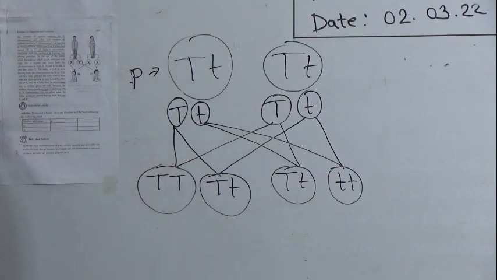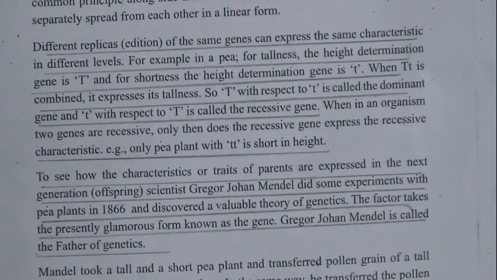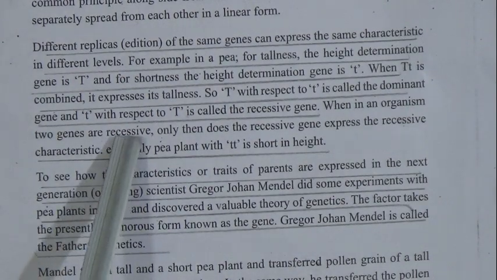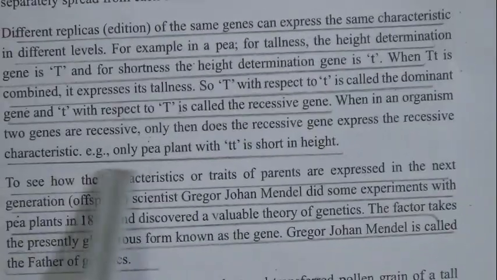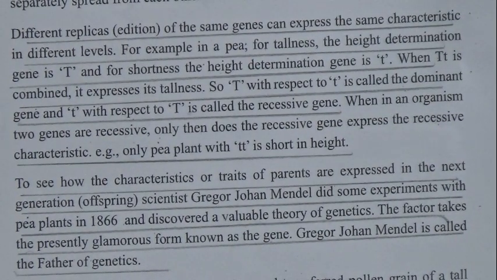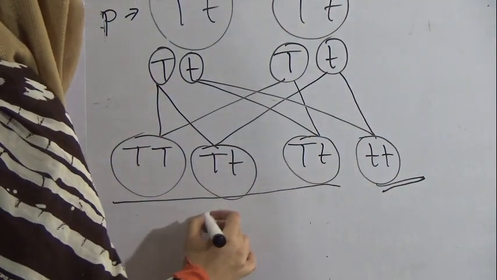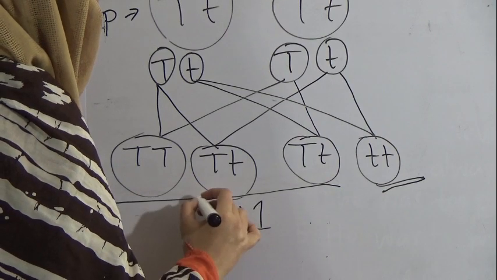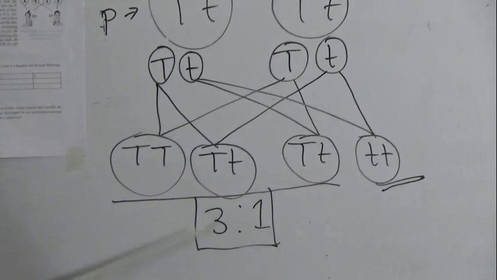So we can see, if we see this line again, when in an organism two genes are recessive, and we have seen that they are small t, only then does the recessive gene express the recessive characteristics. Only the plant with small t is short in height, that means 3 plants will be tall and only 1 will be short, that means 3:1, and this is Mendel's first law, and it follows Mendel's first law.